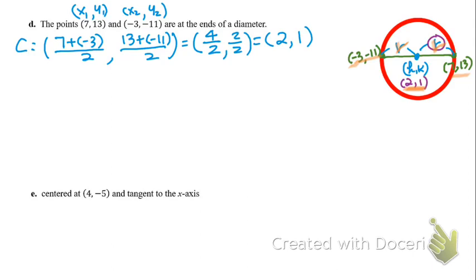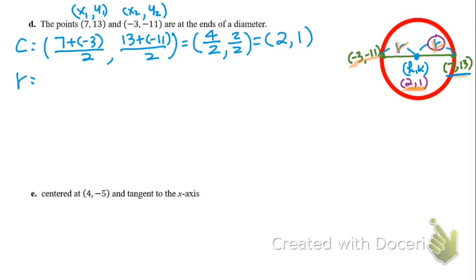So I'm going to go ahead and just find the radius. Between the two points that were given, I'm going to choose (7, 13) because they are positive numbers. Like I mentioned, if I don't have to work with negative numbers or fractions, I don't want to.